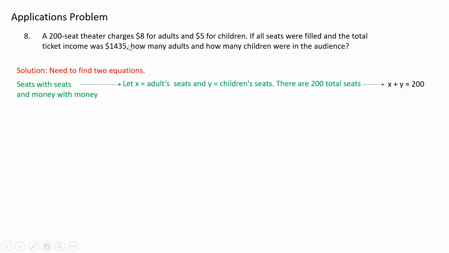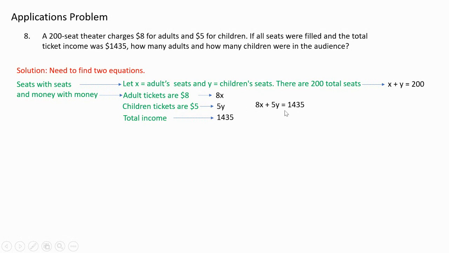Now comes money with money. Adult tickets are $8, and the adults are represented by x, so it's going to be 8x. If the children's tickets are $5 and children's seats is represented by y, then it's going to be 5y. And what's the total income? $1,435. So it's going to be 8x plus 5y equals $1,435. You see, so I found my two equations.